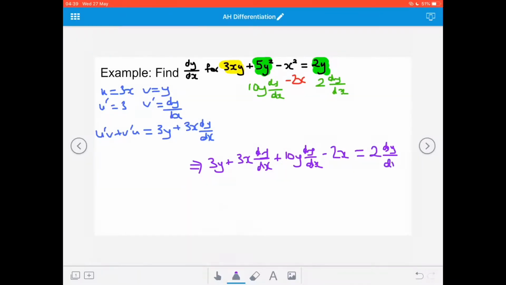Now I want to collect all of my dy by dx terms onto the left-hand side and all of my other terms onto the right. So that's going to give me dy by dx, and it's going to be multiplied by 3x plus a 10y, and we're taking away the 2 from the left-hand side. And that's going to equal 2x take away 3y.